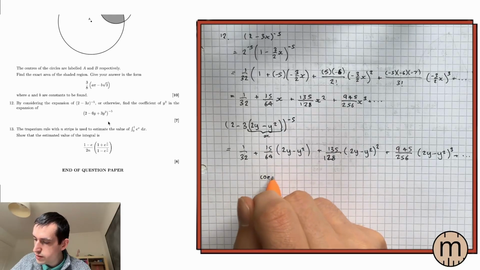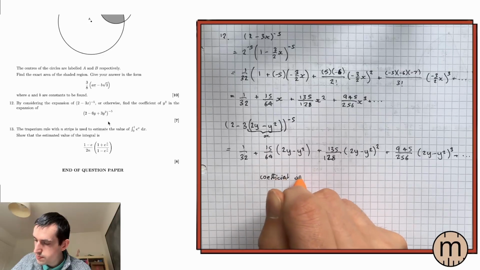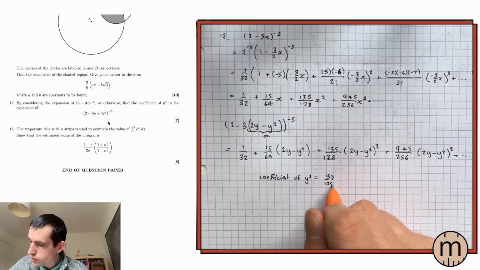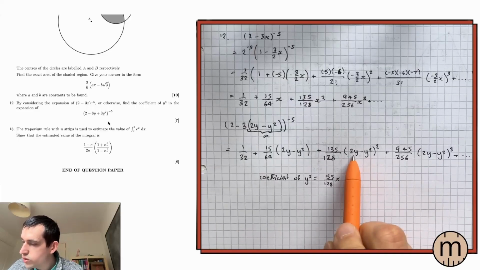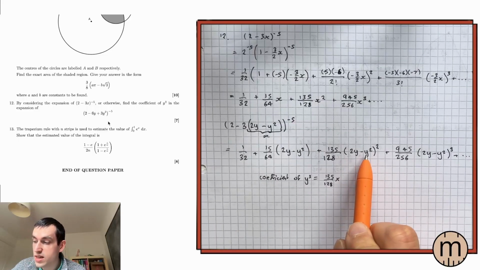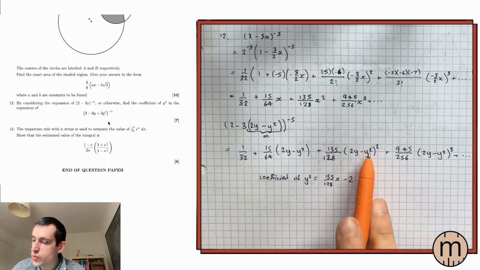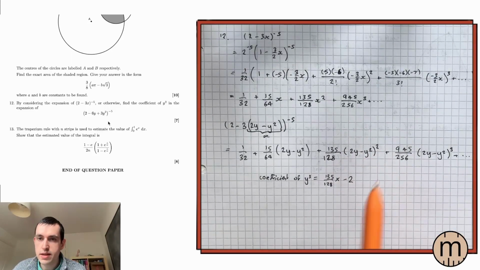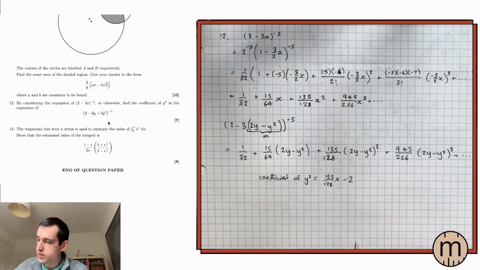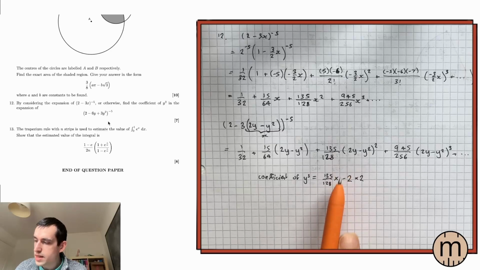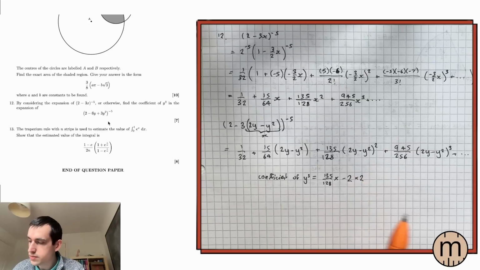So the coefficient of y cubed, we're going to get 135 over 128, lots of. What's the term going to be here? Well, it's 2y times minus y squared, so minus 2. But also y squared times y. When you square a bracket, it happens both ways round. So I'm going to do that times 2. So this is the bracket coefficient. This is the coefficient from the y cubed inside, and then this is times by 2 because there's two ways of getting it.